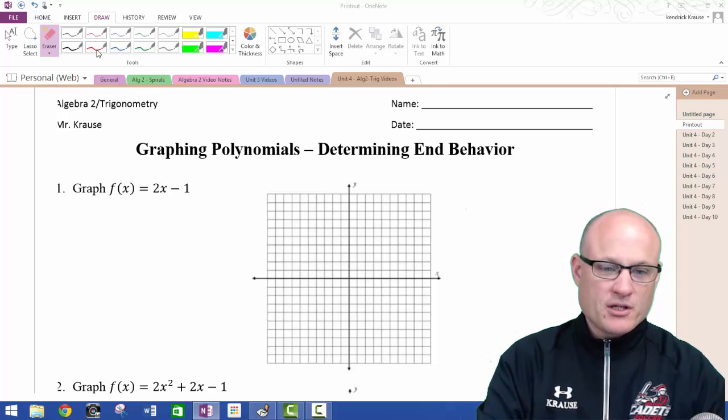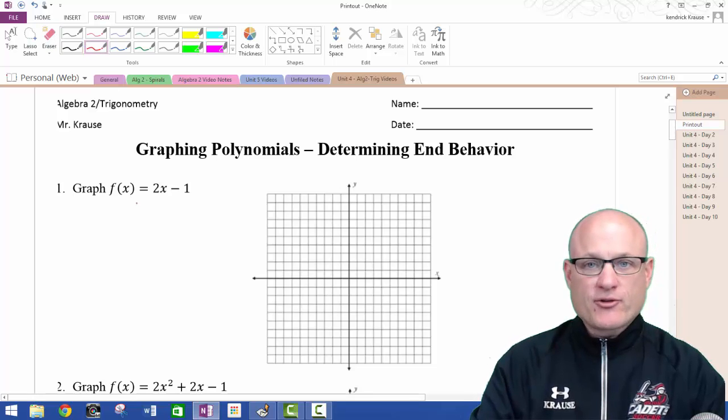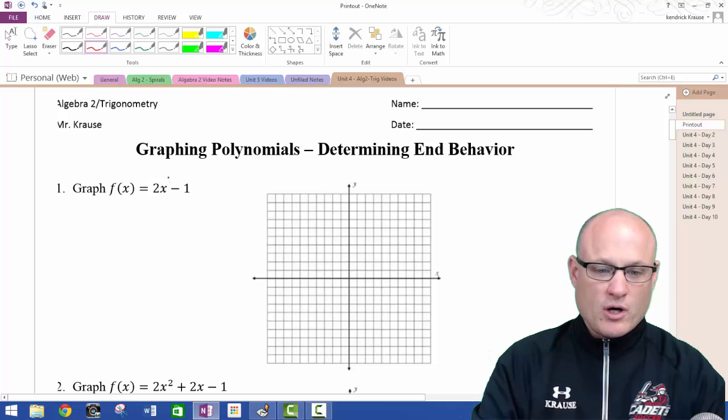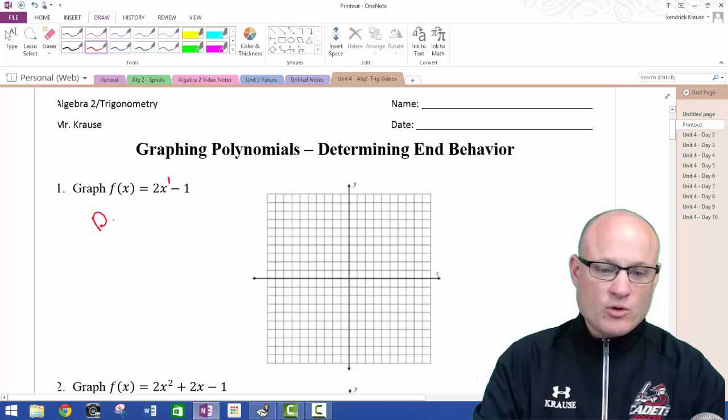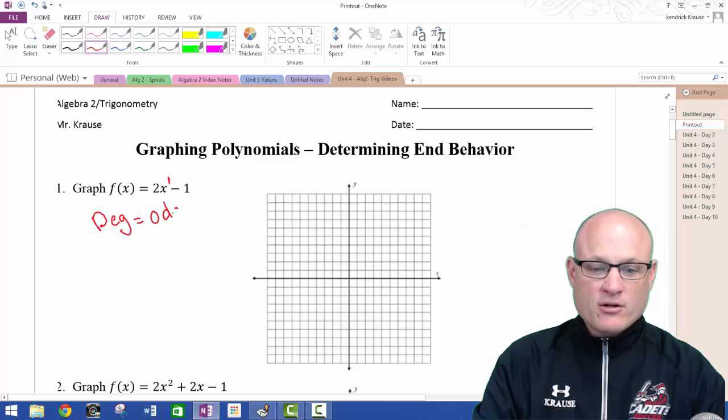All right, here we go. So this first function, it's an odd function. Its degree is 1, even though I don't have to put a 1 there. The degree is 1. What I really want you to focus in on is that the degree is odd. Odd behavior means that it's going to go up in one direction and down in another direction.